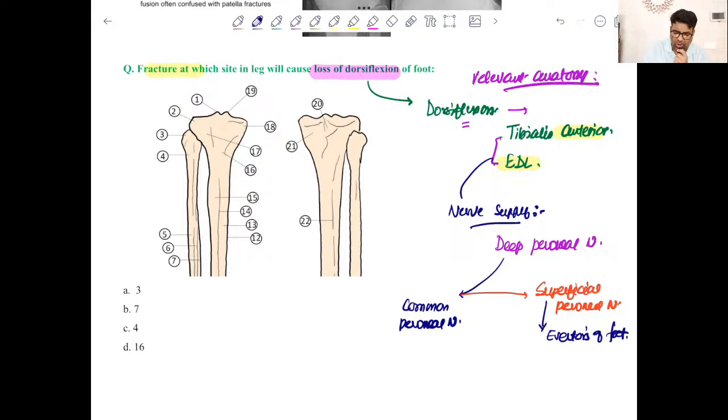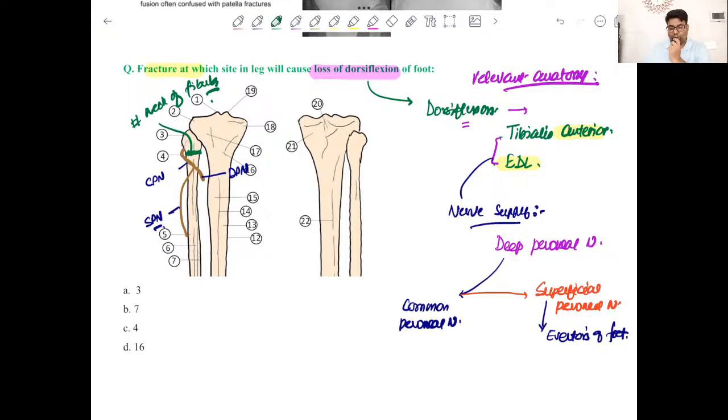Now what happens? The common peroneal nerve winds round the neck of fibula, something like this, right? And then it divides into the two branches. So this is the common peroneal nerve, this is the deep peroneal nerve, and this is the superficial peroneal nerve. So whenever there is a fracture somewhere here, this is fracture neck of fibula. Clear?